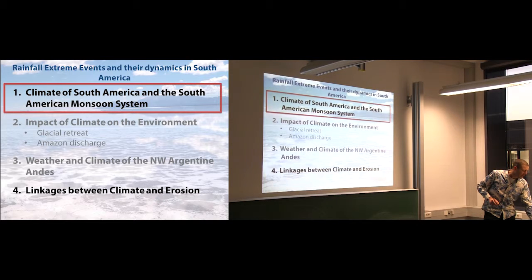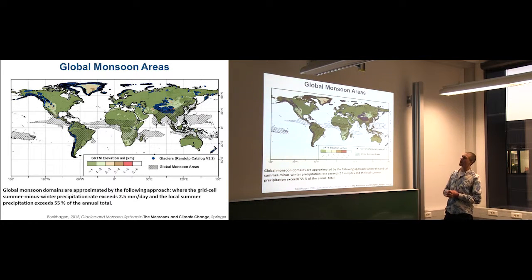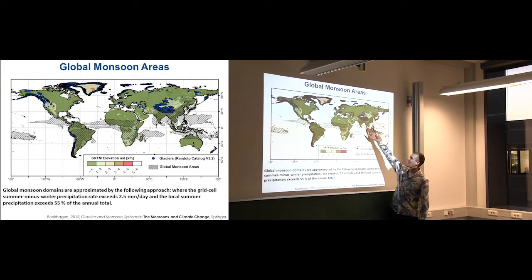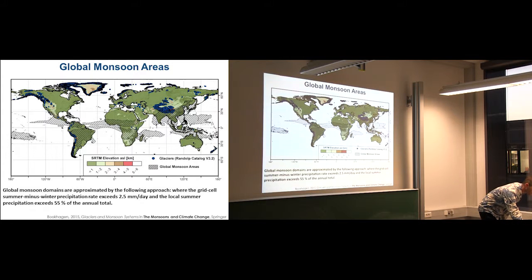So I start out by showing you a global map and by showing you the monsoon areas. This is a map where I have mapped out the global monsoon areas in the hatched signature, and I defined the monsoon areas where every single grid point where the summer minus winter precipitation rate exceeds 2.5 millimeters per day, and the local summer precipitation exceeds 55% of the annual total. In other words, I've been mapping out the areas that are highly seasonal, where you have highly seasonal rainfall. And you can see we have the Asian monsoon domain, the East African monsoon domain, and the South American monsoon domain. And this is where I would like to move in now.